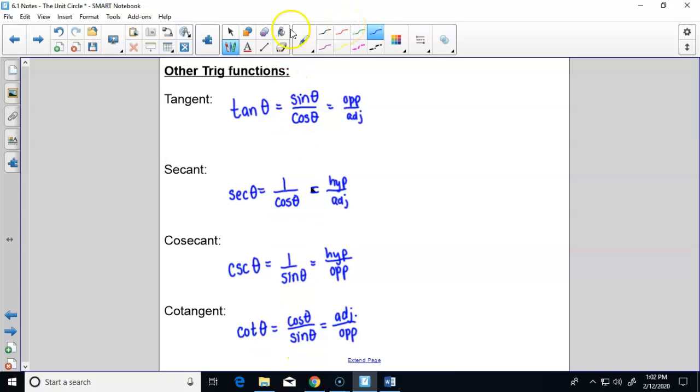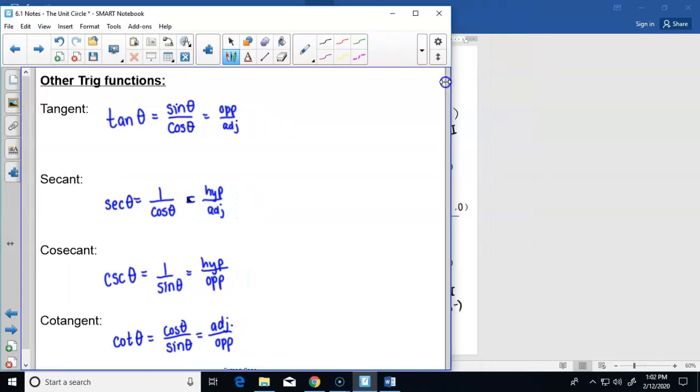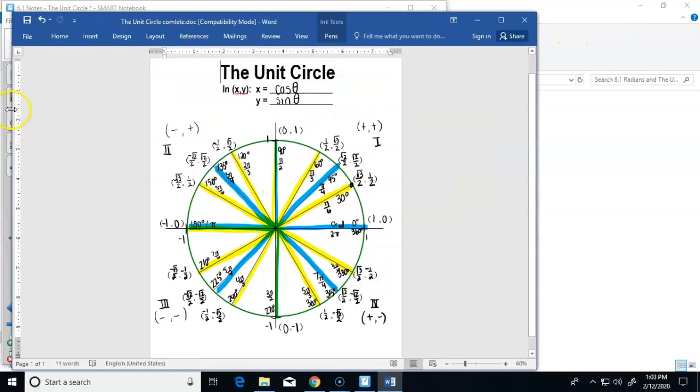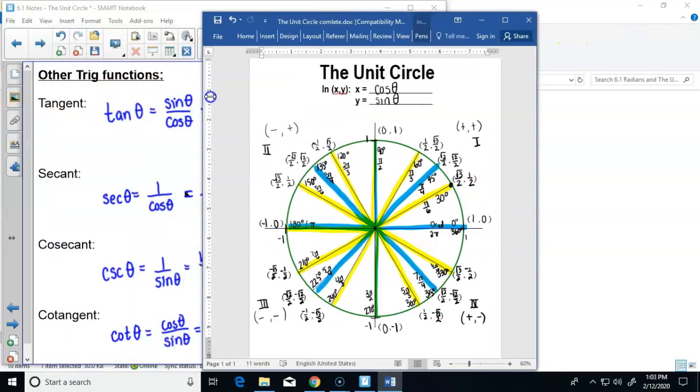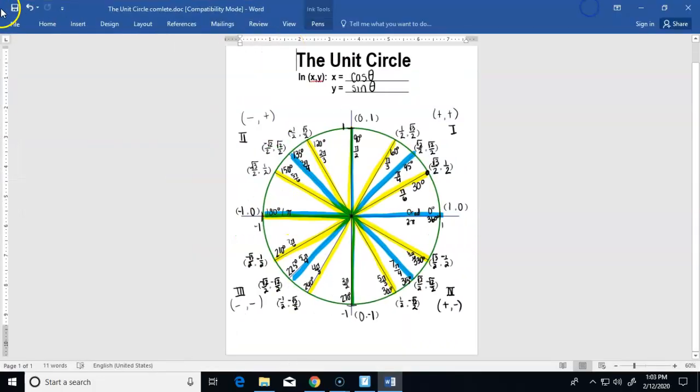Okay. Now, the reason that we need this is because we are going to use our unit circle to find trig values, and the unit circle does not tell us sine, cosine, tangent values. So let me see if I can get this where I can see both of these here.